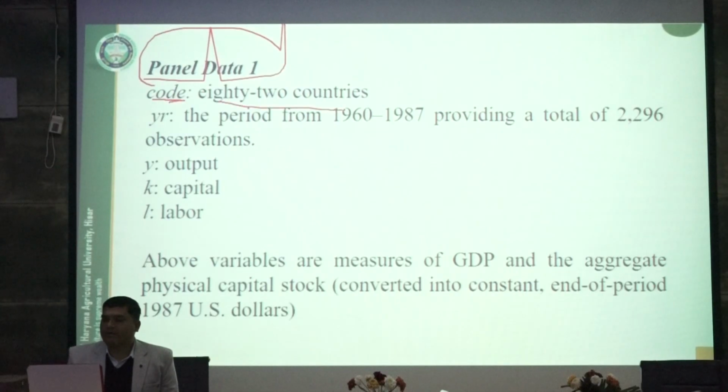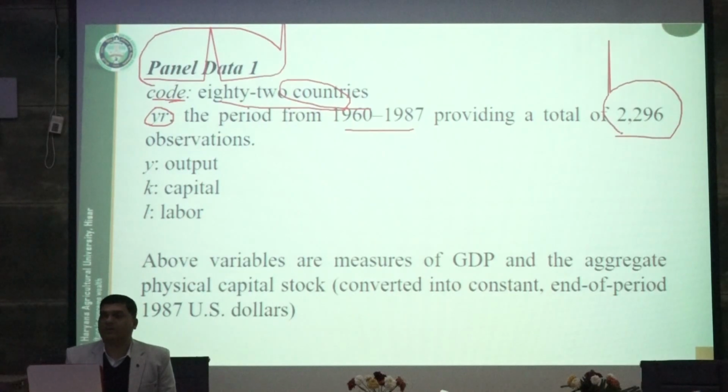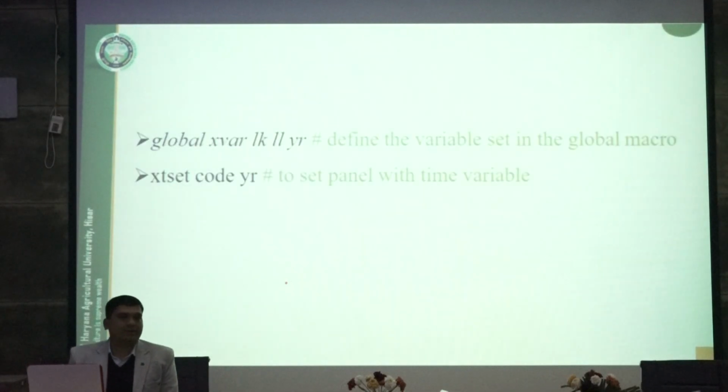The variable name is code. Code is the name of any country. This YR is the years from 1960 to 1987, with 2296 observations in total, and this Y is the output, which is GDP. K is the capital, L is the labor, and these are the codes for strata. This first code is global. Global means there is a global macro.